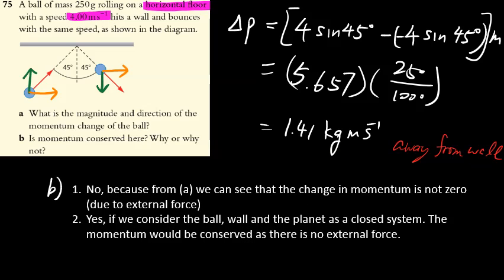Your answer actually could be both yes and no, or you choose one side and explain with the correct explanation. If you say the momentum is not conserved here, you can use the answer that you calculated from part A, saying that the change of momentum is not zero, and there is also an external force acting on the ball, which is an impact force, and therefore the momentum of the ball would not be conserved.